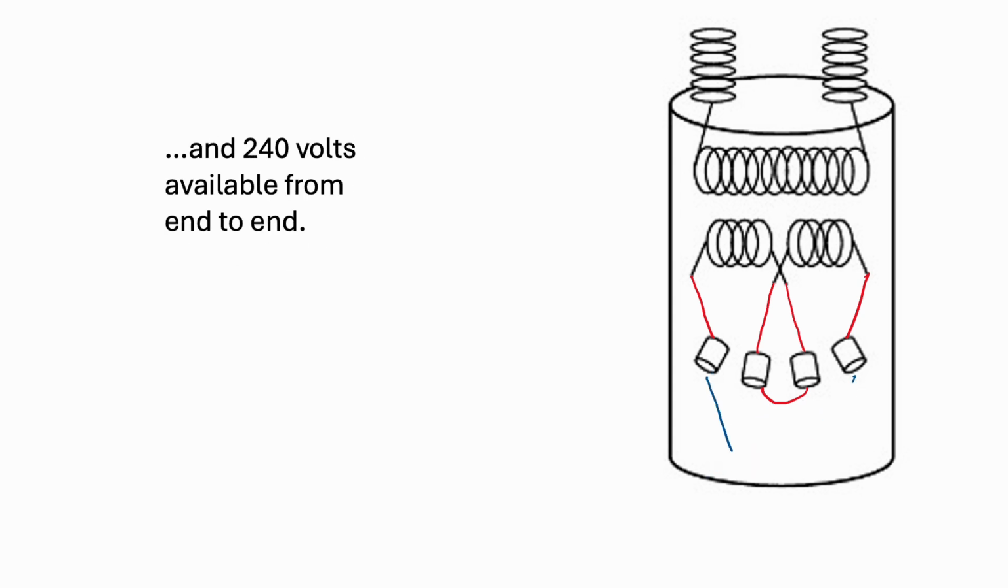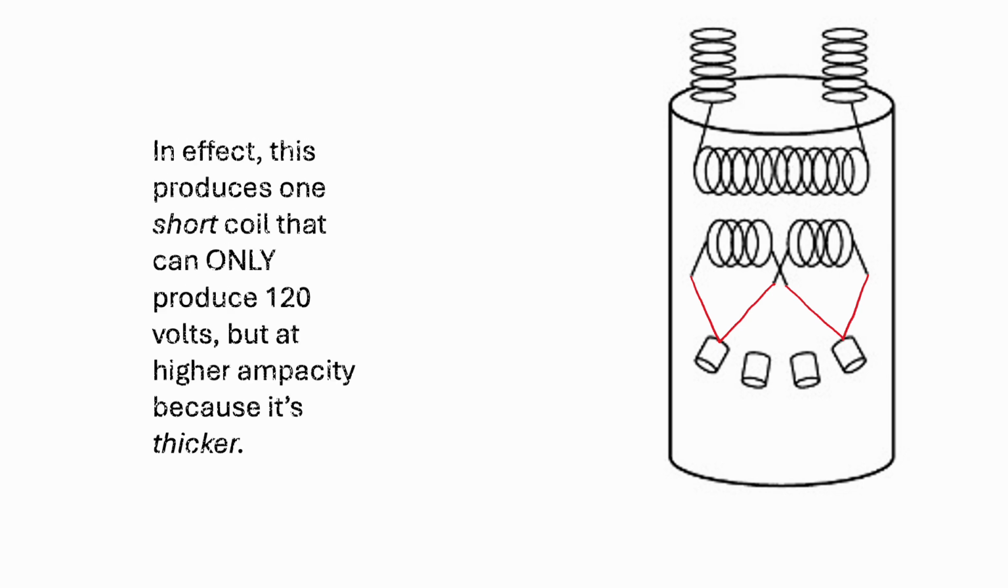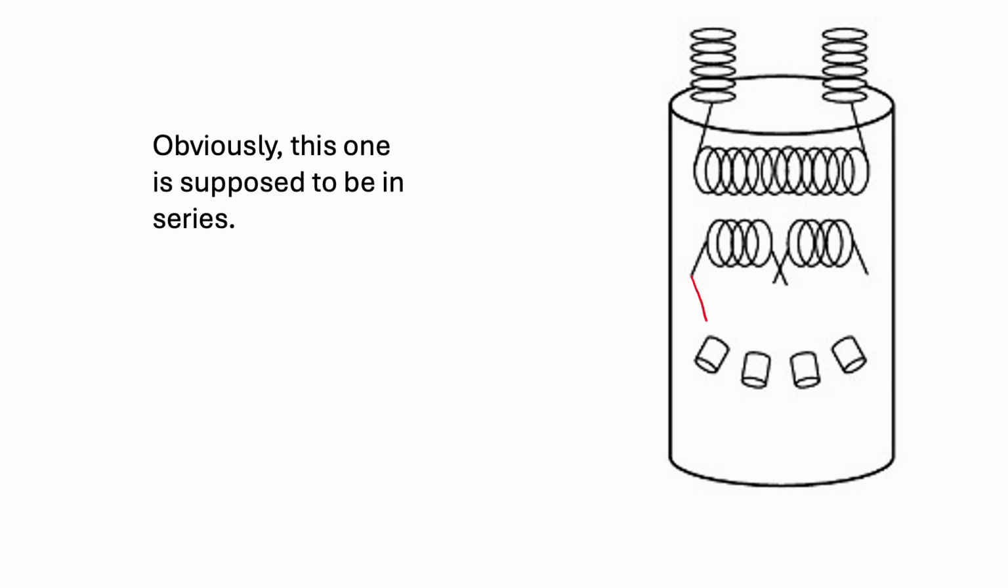You'll get 240 volts from either end of the coil to the other end. Now, another way you could configure them is paralleling the coils, which is also called stacking them together. In effect, this produces one short coil that can only produce 120 volts, but at a higher ampacity because essentially the coil is thicker. Obviously, this transformer is supposed to be put in series based on our customer's need of 120 and 240 volts.